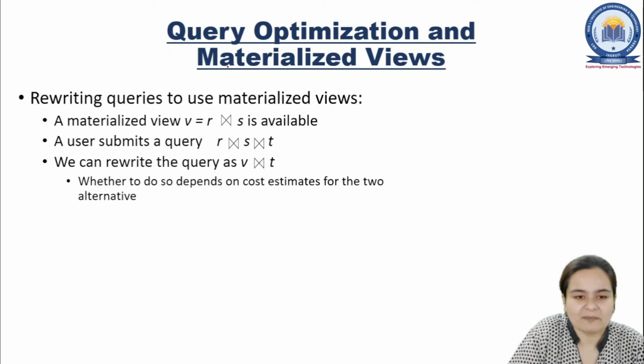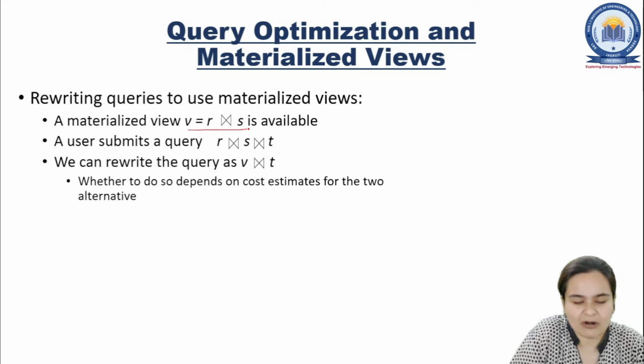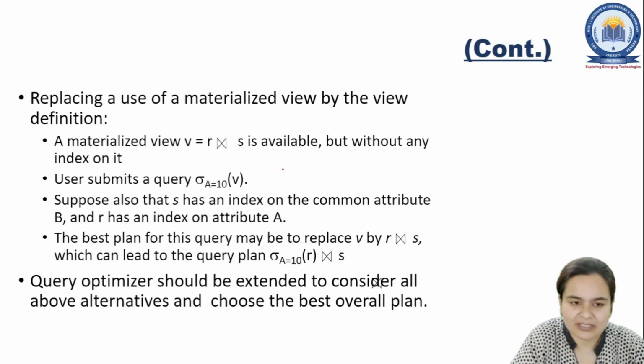Query optimization with materialized views involves rewriting queries in such a way that we have an efficient way, or the cost estimate has an alternative that is less expensive. So in a materialized view, if we want to perform the join of R and S, if it is available and the user submits a query like this, we can rewrite it as the pre-calculated join of R and S, and then we can estimate it for the other values.